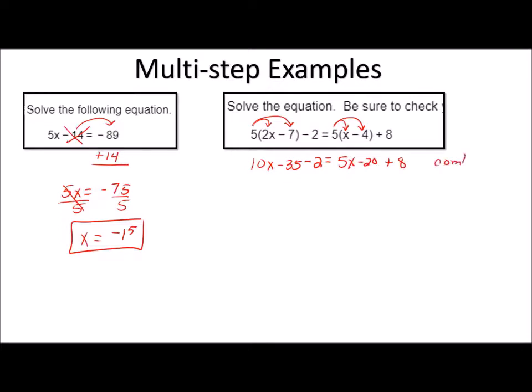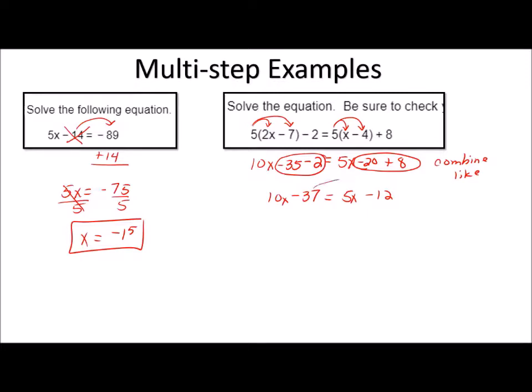Next, you would need to combine the like terms that are on the same side. So I have negative 35 minus 2, which is negative 37. And I have negative 20 plus 8, which is negative 12. Now and only now would it be most efficient to start moving terms.